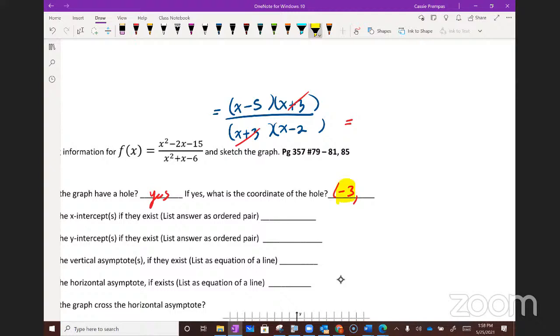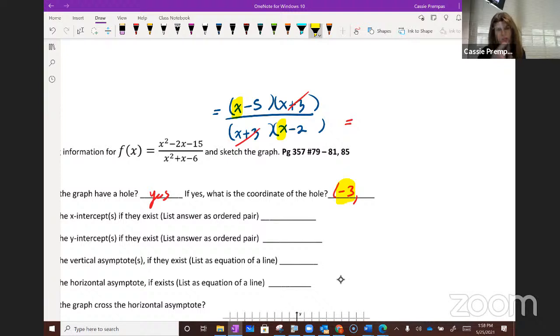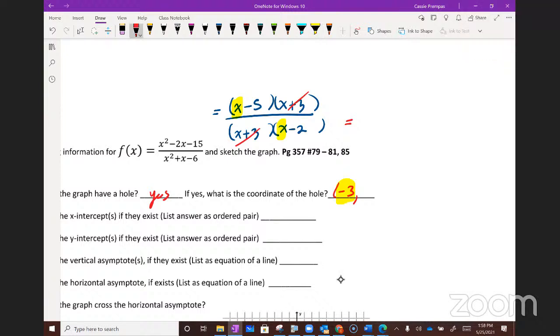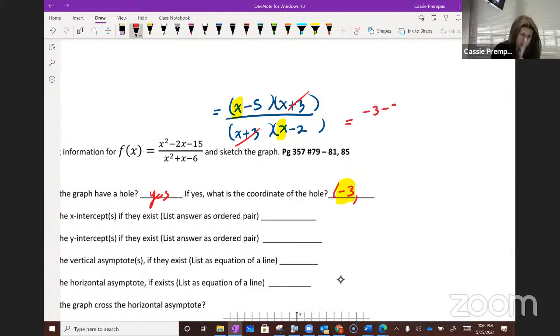I don't think so. So we gotta plug it into what's left of the function, and that will tell us what's the y. Oh, okay. So if I do -3 minus 5 over -3 minus 2, that's -8 over -5. So 8/5, or we could say 1 3/5.